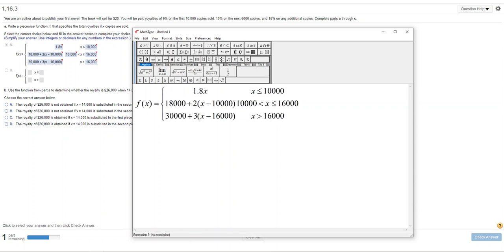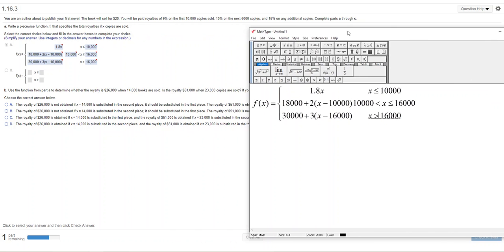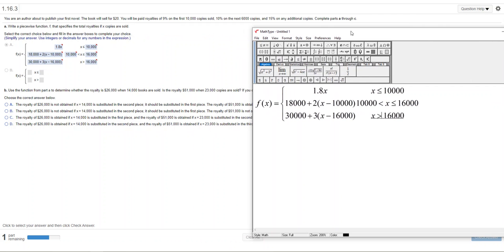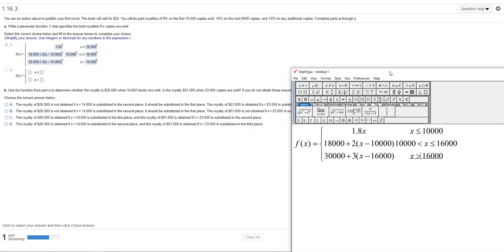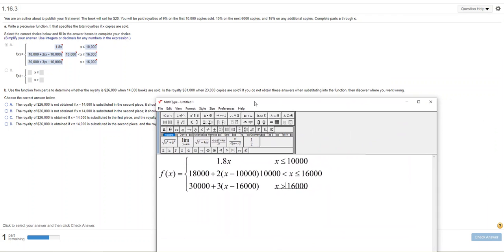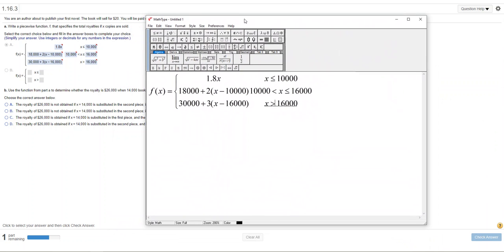So I tried to talk through how to create the formula, where these pieces all came from. I hope that makes sense. In part B, when they ask us to use the function from part A to determine whether the royalty of $26,000 for 14,000 books is true and $51,000 for 23,000 books is true, we can calculate each of those.